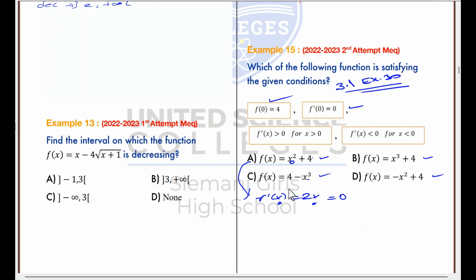So let's go option by option. Let me finish option A first. The next piece of information: f prime is positive when x is positive, and f prime is negative when x is negative. So let's make a table. When x is positive, f prime is positive. When x is negative, f prime is negative.